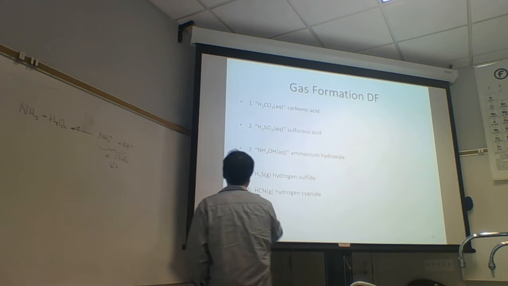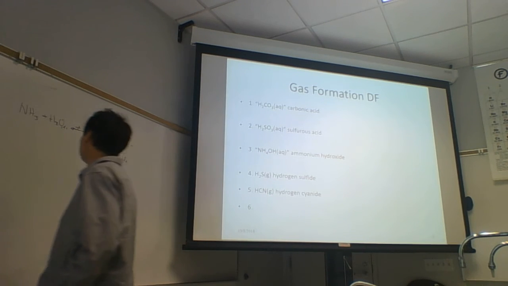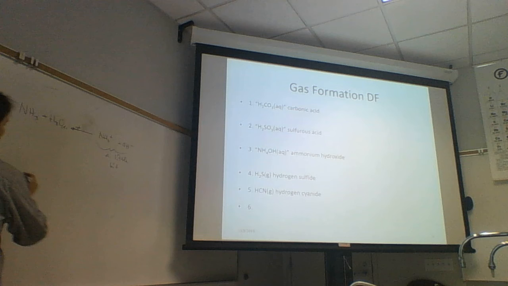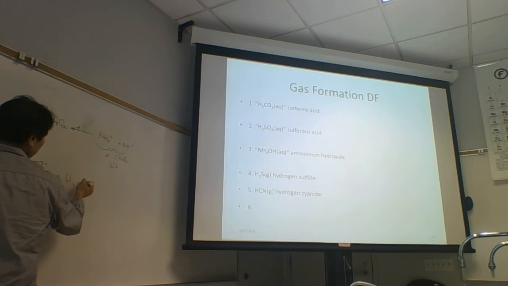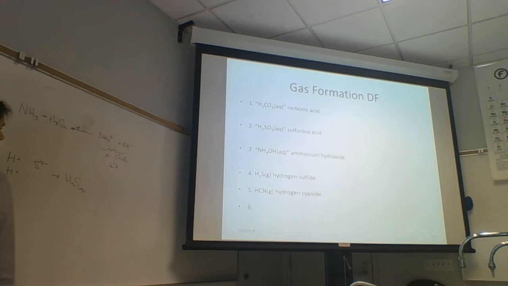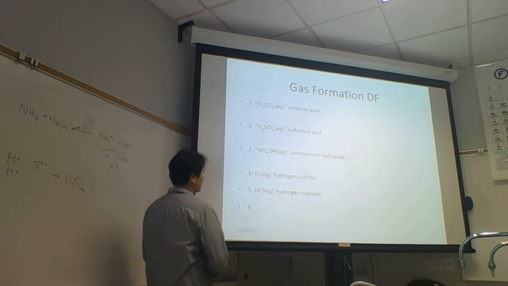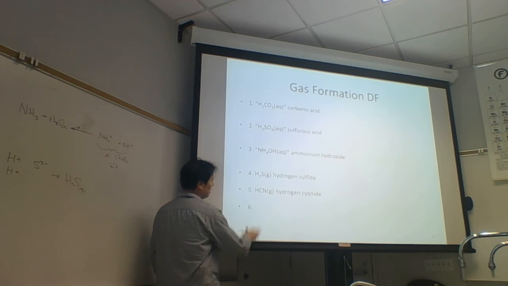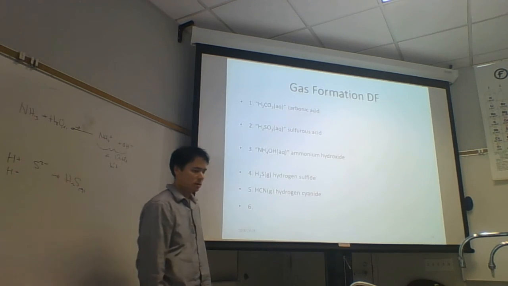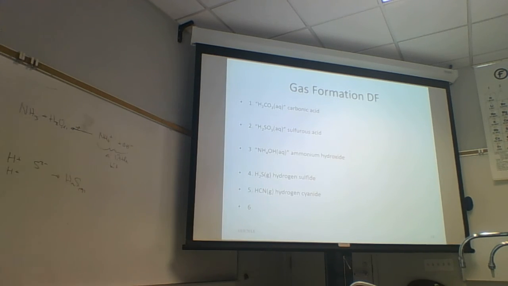Some things like this don't rely on decomposition. So for example, hydrogen ions and sulfide ions. In fact, we'll need two hydrogen ions, and this will form H2S gas, which is toxic. Same thing, hydrogen ions and cyanide ions. That's going to form hydrogen cyanide gas, which is extremely toxic. So there are other examples of gas formers as well.